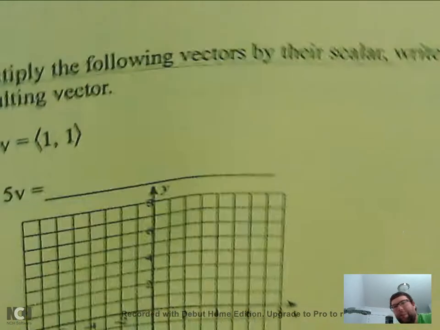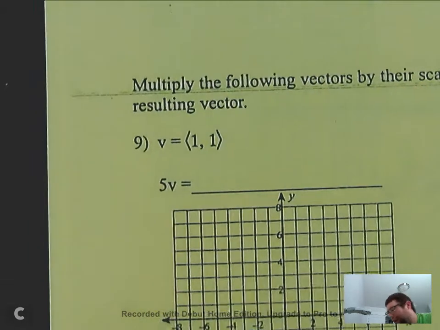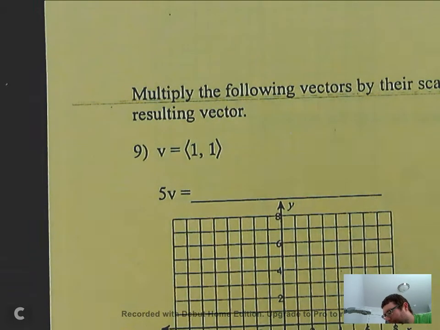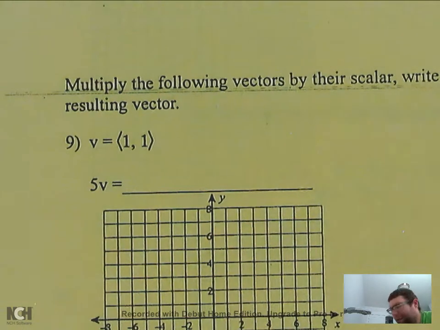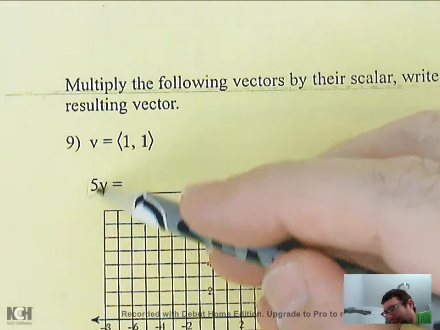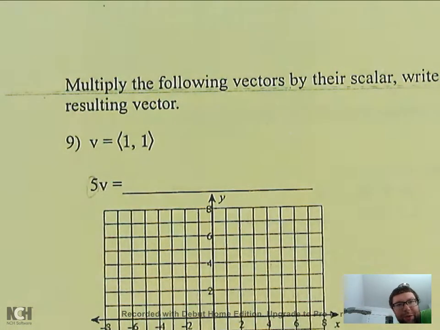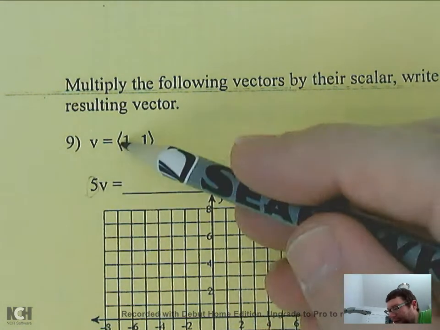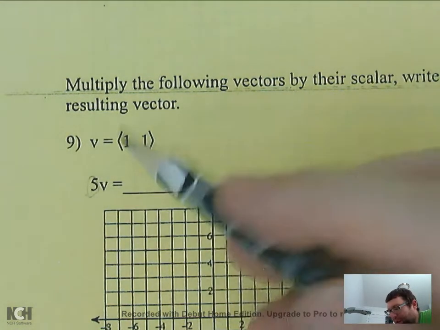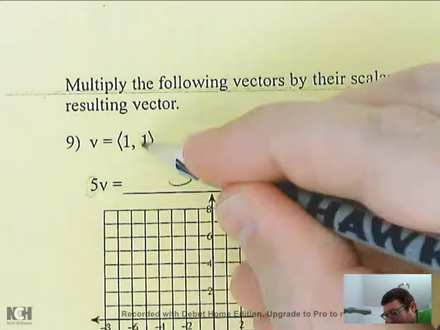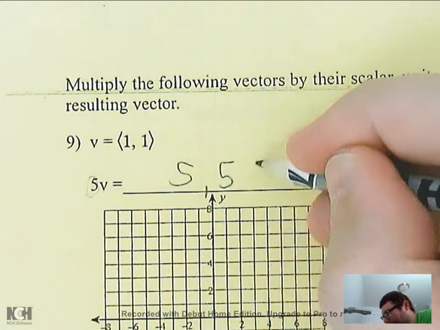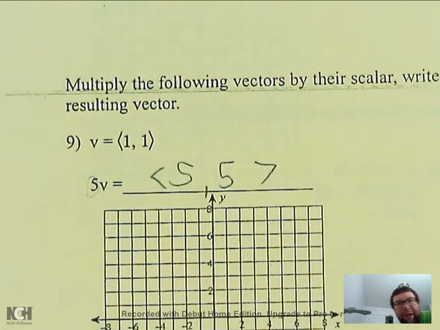Now, we also have some of these where we have a scalar. We already kind of talked about this, or if you've done the dilations, you have seen this before. If not, you'll see that next time. But when you have a scalar, it's kind of the same idea. You just take that number and multiply both numbers. So like 5v, these are 1, 1. It'd be 5 times 1, which is 5, and 5 times 1, which is 5. So 5, 5 would be 5v.